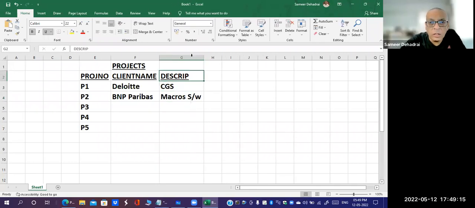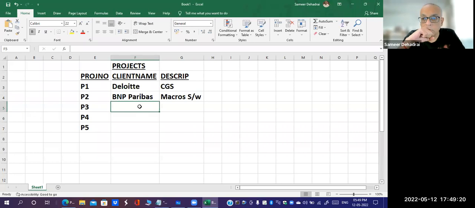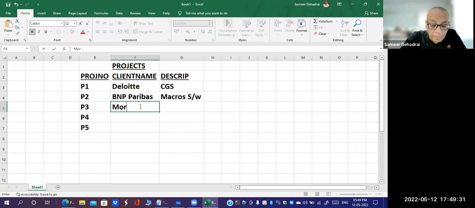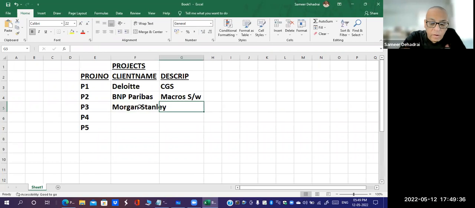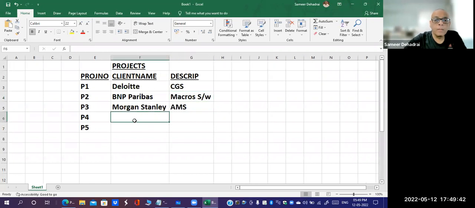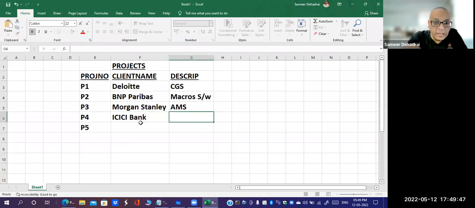BNP Paribas doesn't use CIBIL. They don't have that much money. No CRM for them. They use ERP. Project number P3. Client name is Morgan Stanley. What will we make for Morgan Stanley? Asset management software. Project number P4. ICICI Bank. What will we make for them? Pension processing software.